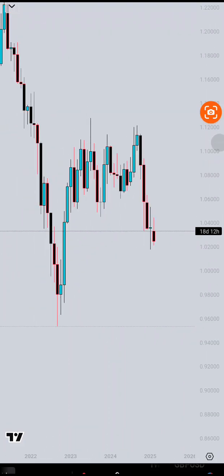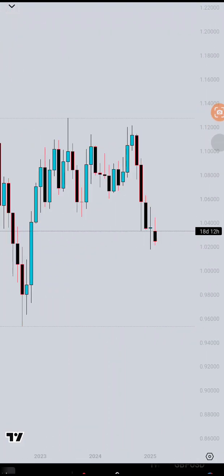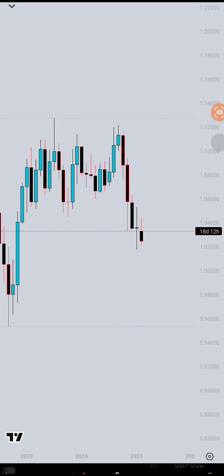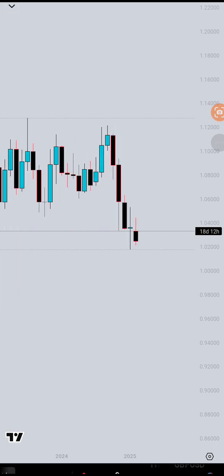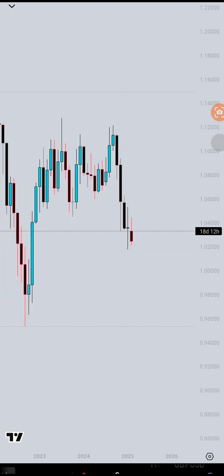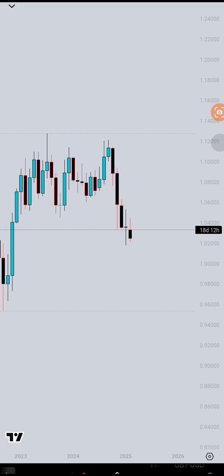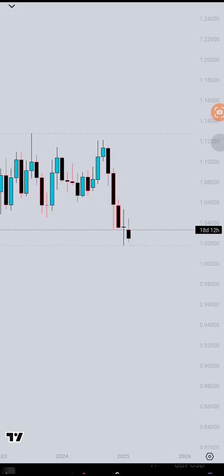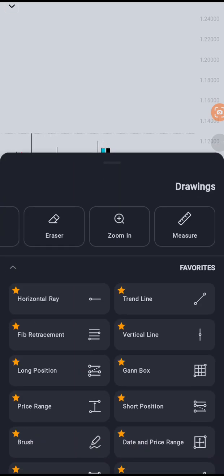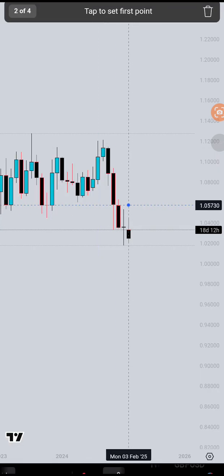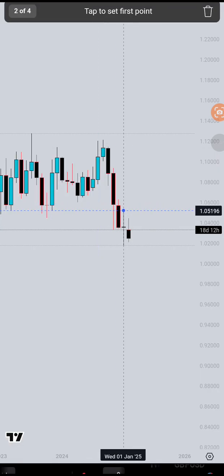Hey, okay, so this is Euro USD, and what I usually do is start from the higher time frame. What you can see on the screen is the monthly time frame of Euro USD. And what do I usually mark up? I usually mark up the previous monthly high, right?